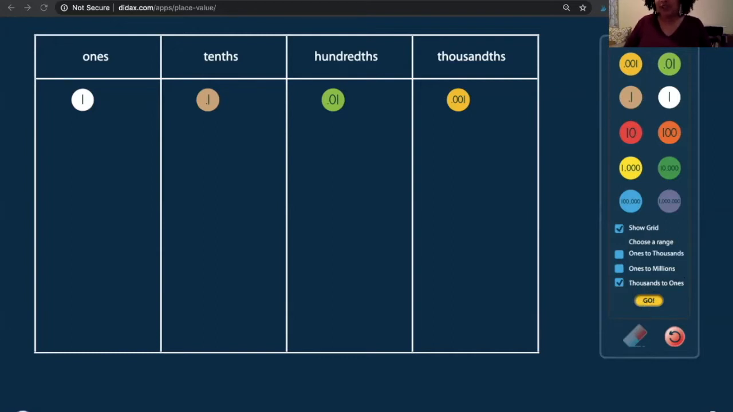And if you look over here, you have all of your place value discs. I have discs for the thousandths place, the hundredths place, the tenths place, and the ones place. And it goes all the way up to the millionths place, but we're not going to need that one. And finally, for option number 3, we're going to use paper, scissors, and a pencil to make our own.